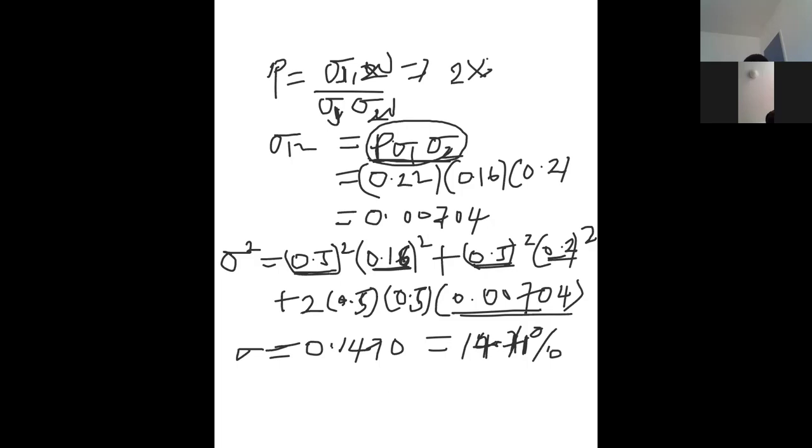2 X_J X_W, correlation multiplied by standard error of 1, standard error of 2. So this is what Anastasia wrote, right? This expression here represents the covariance, which is what we've written here.